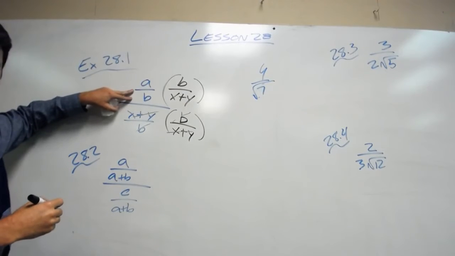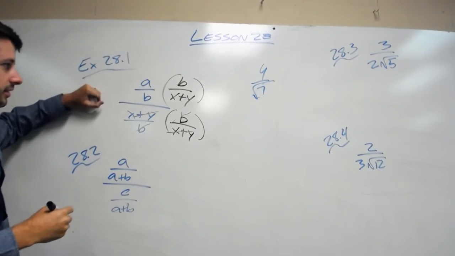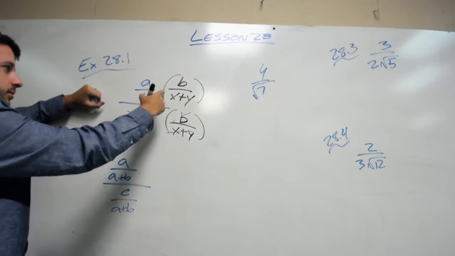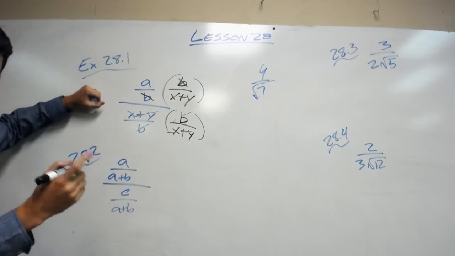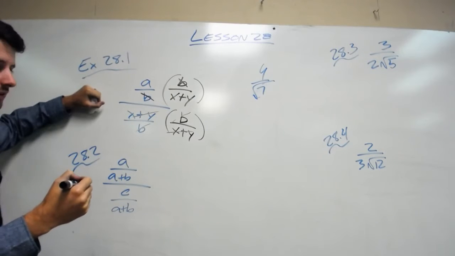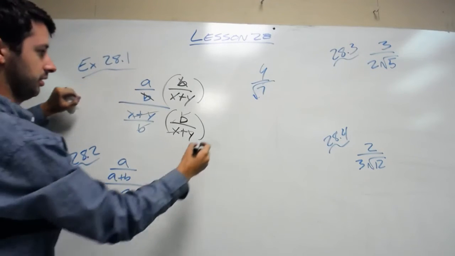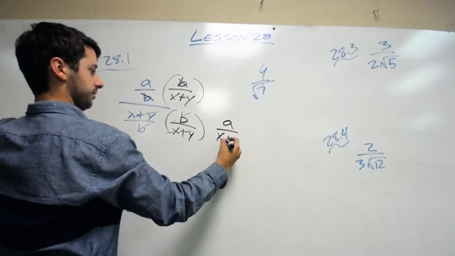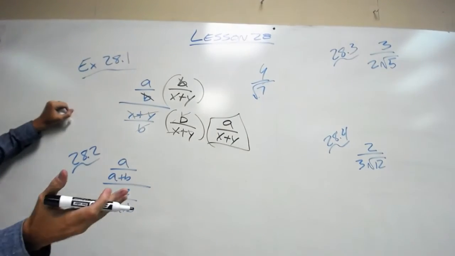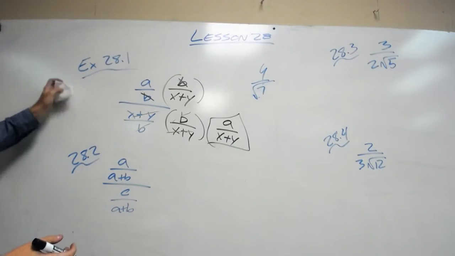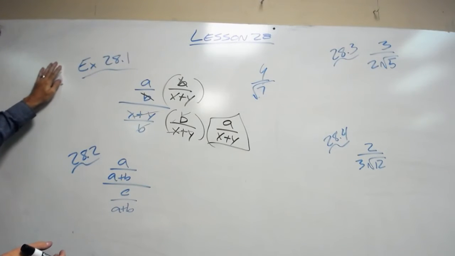Now, look at this. They're being multiplied. The b would cross out with the b, because b over b is 1, and you would be left with simply a over x plus y, and you can't go any further with that. That would be your answer. Awesome. And that's example 28.1. That's pretty fun stuff right there.